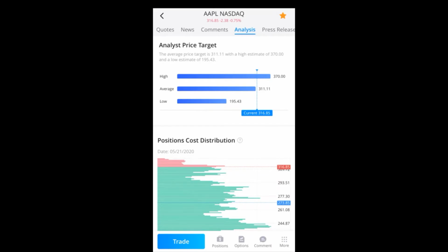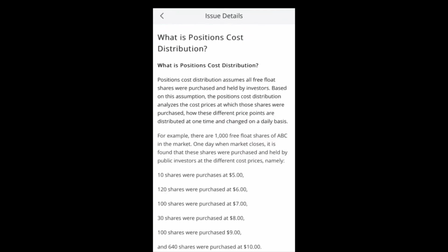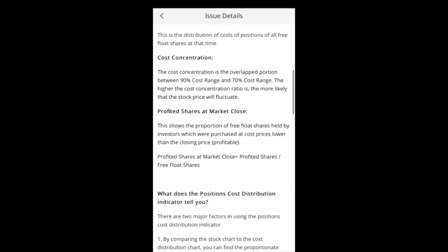And then the lowest price target is $195. And you can also see the position's cost distribution. If you click the question mark next to it, it'll give an explanation of what that means. If you're a beginner, you don't really have to worry about this too much, but the information is there if you do want to read it.